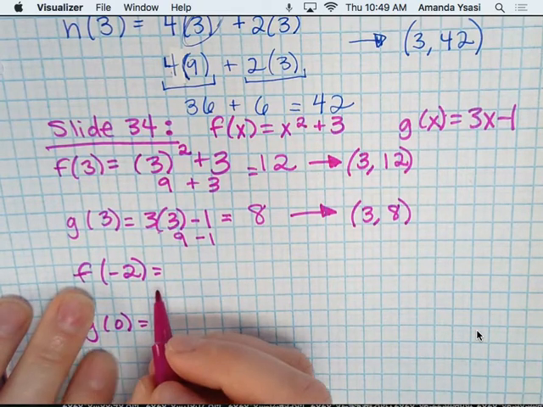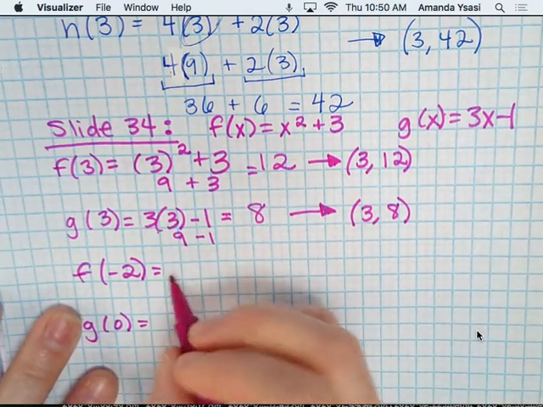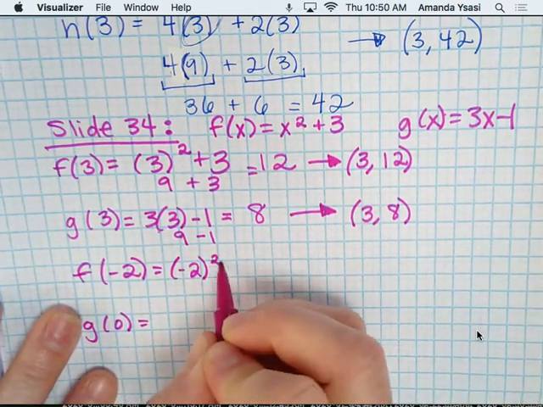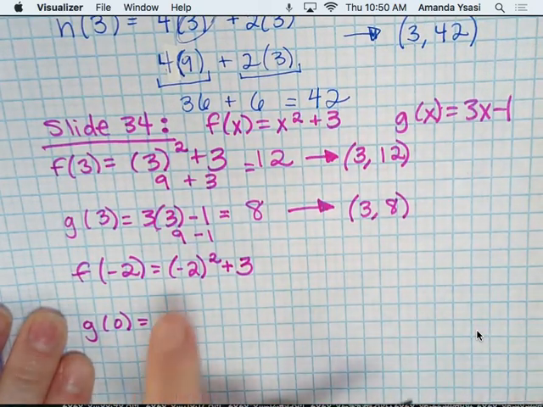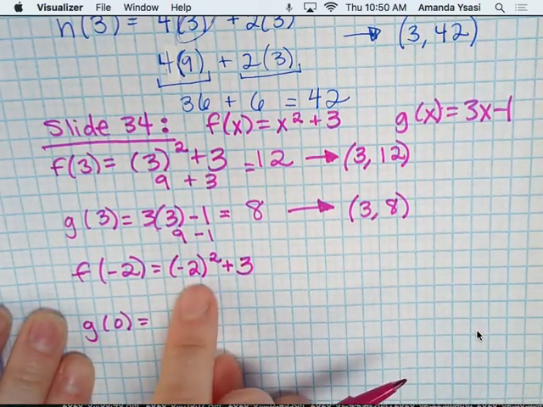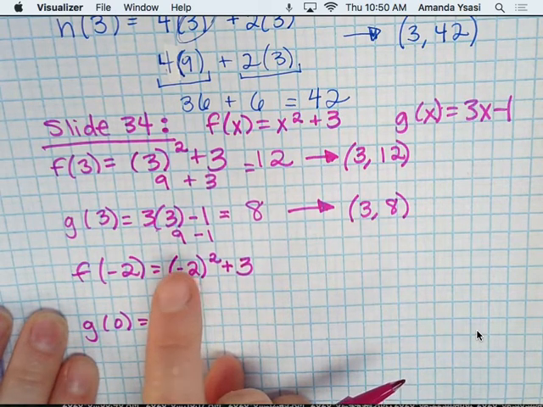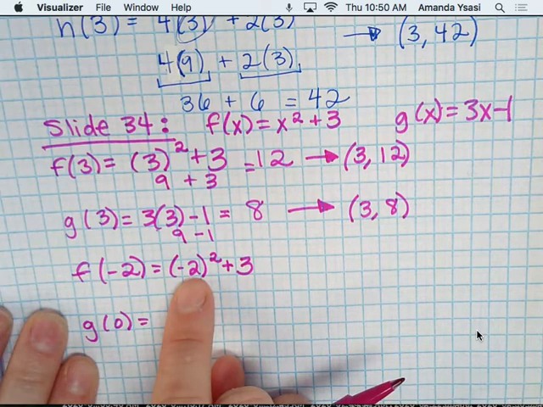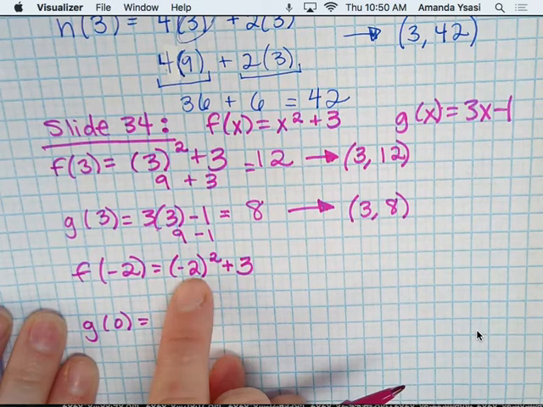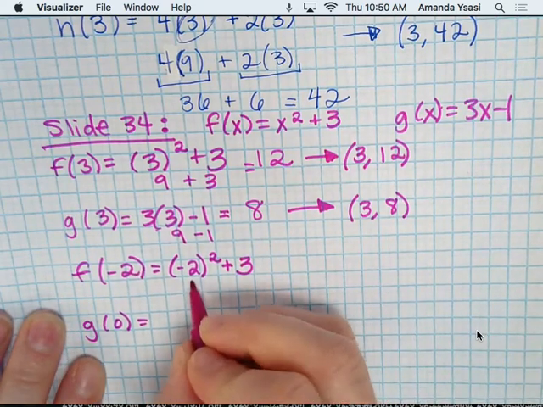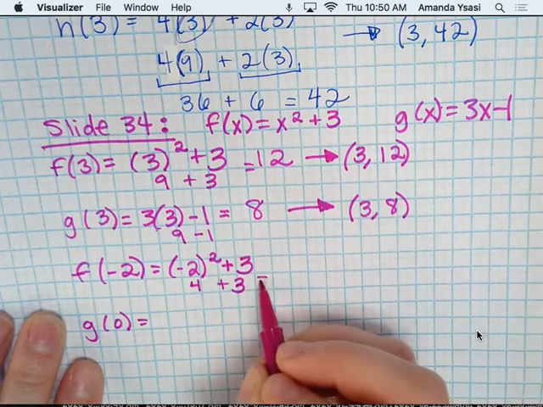Okay, f of negative 2. So we would plug in negative 2 here. So it'd be negative 2 squared plus 3. Okay, you have to have this in parentheses. That's why I'm having y'all do it for all the problems. Put it in parentheses. Because negative 2 squared is different from no parentheses in there. So negative 2 squared means negative 2 times negative 2, which is a positive 4. Plus 3, which gives us 7.